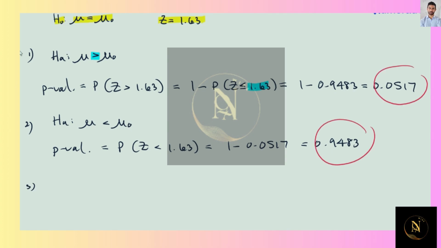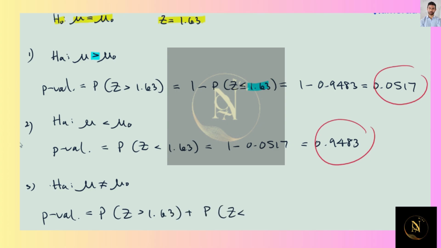And third, we're asked for the p-value if the alternative hypothesis is that the population mean is different or not equal to mu naught. This is a two-tailed test, and for the two-tailed test, the p-value is the probability of a test statistic more extreme than the one obtained in either the positive or negative directions. So that's this value times 2, and that comes out to a p-value of 0.1034.